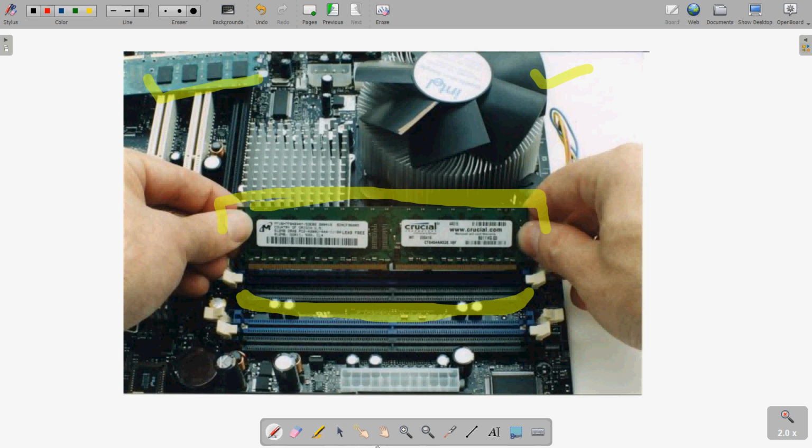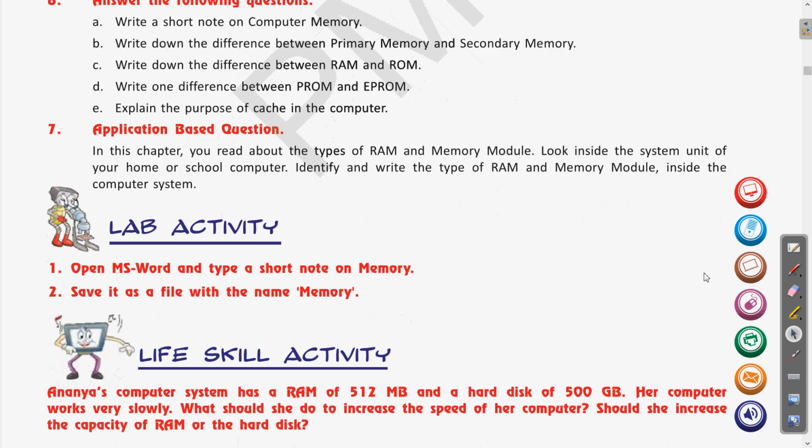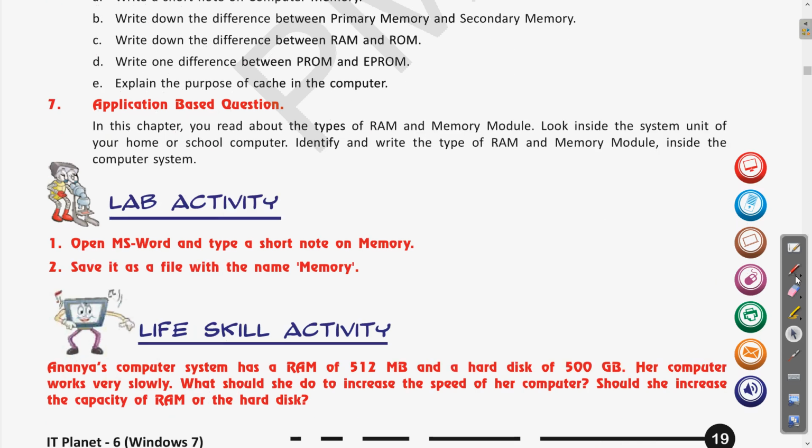Okay, now let us come to the textbook again. Here we have seen the application based questions. Now the question about lab activity. So yes, we can do this also. What is the question? Let us read it. Question 1 is, open MS Word and type a short note on memory. And point 2, save it as a file with the name memory.